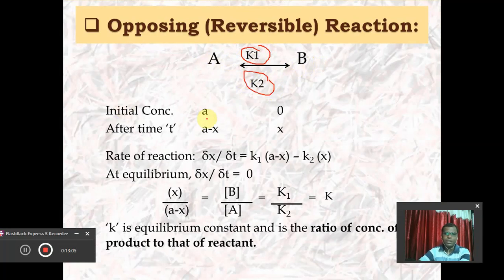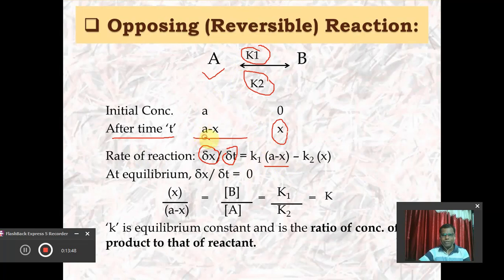So the initial concentration of reactant will be a, and that of the product will be 0, as no reaction has started. After some time, suppose x is the amount of product formed, then the concentration of reactant left in the reactor will be a minus x. Already we have studied in the first year of graduation how this is considered. So what is the rate of reaction? It is the change in concentration of reactant or product with the change in time. So dx, the change in concentration of product, by dt, the change in time, is called the rate of reaction, which will be equal to K1, the rate constant of the forward reaction, into the concentration of reactant.